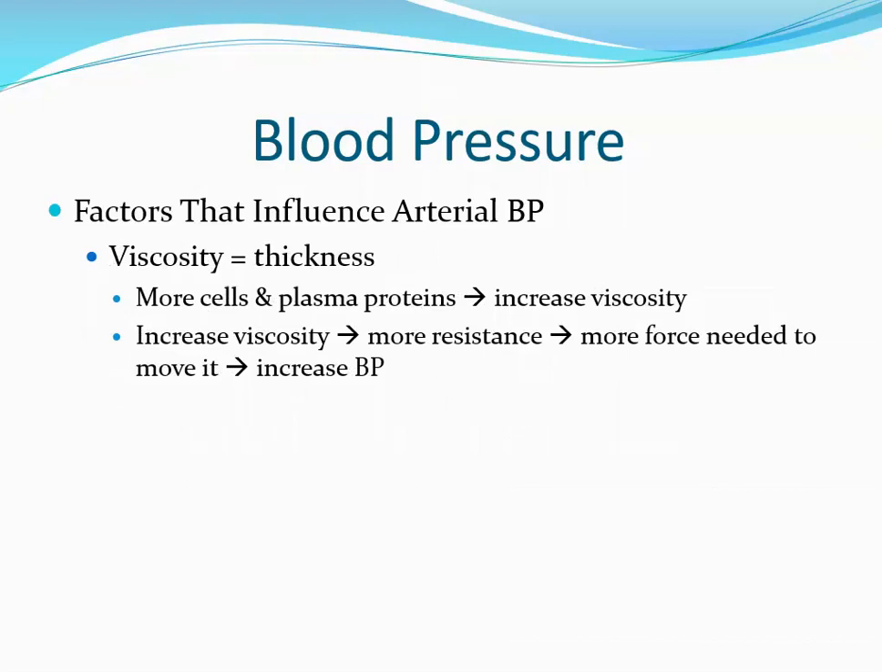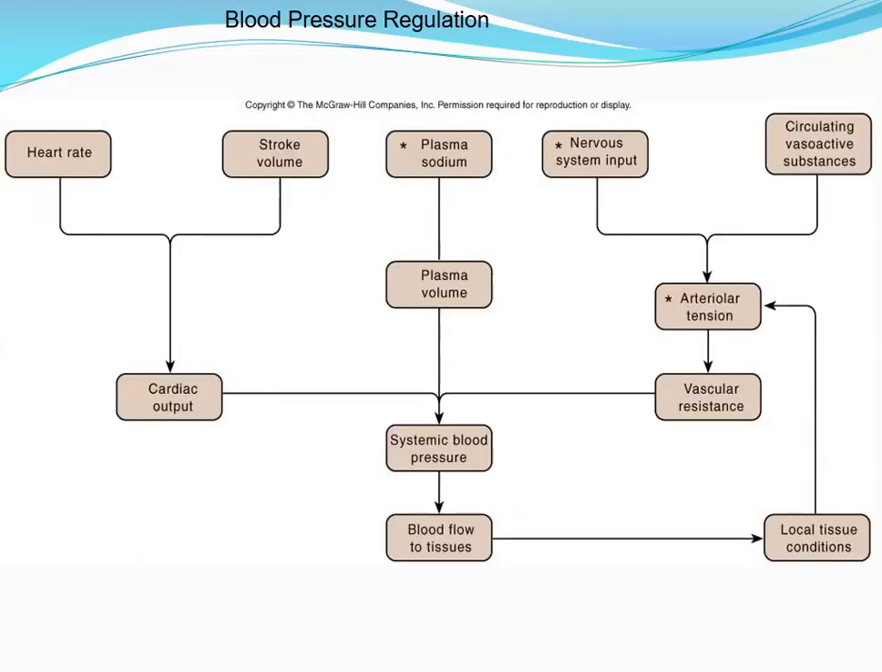Lastly, viscosity will affect blood pressure. Viscosity is thickness. It is related to how easily particles flow. The more cells and plasma proteins that are present in the blood, the thicker the blood will be. Increased viscosity means more resistance and more force needed to move it, hence an increase in blood pressure. This is showing how each of these different factors will have an effect on blood pressure.